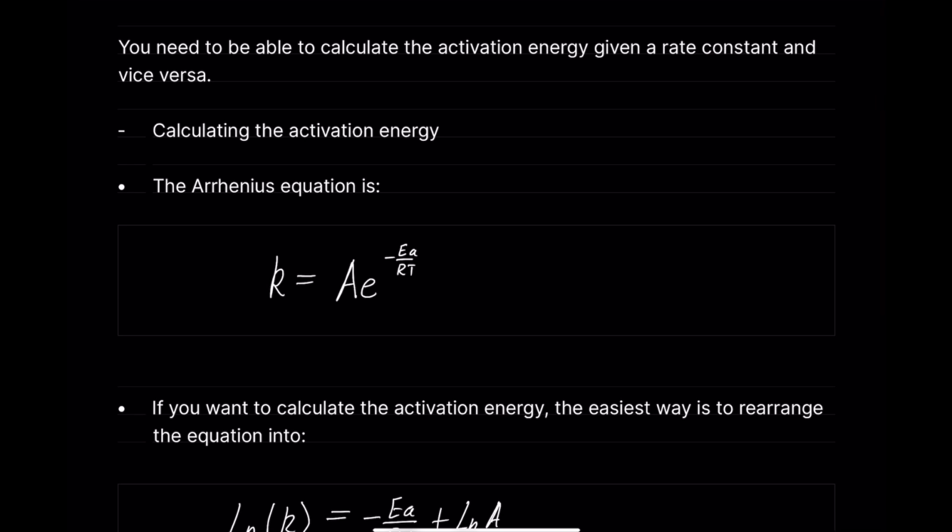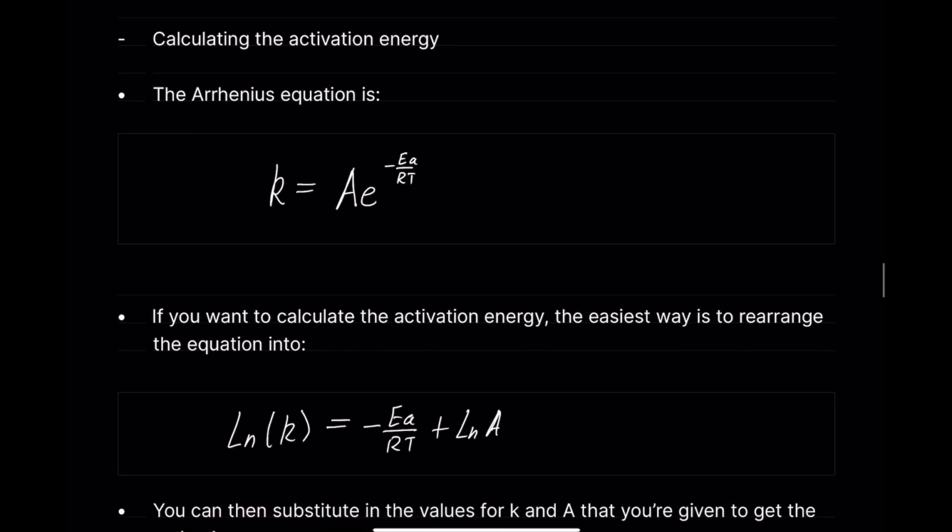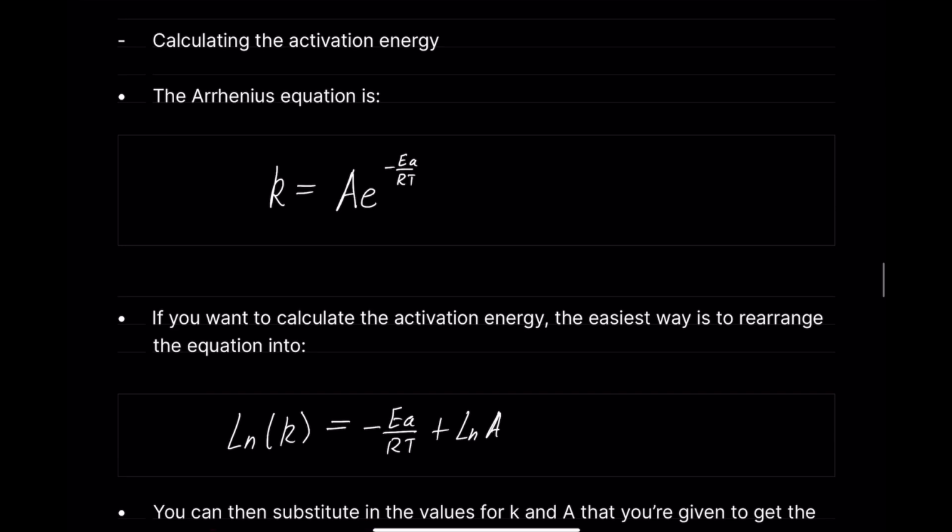The Arrhenius equation is, as we said before, k is equal to A e to the power of minus EA over RT. But if you want to calculate the activation energy, the easiest way is to rearrange the equation into this form here, which we can do as you normally would.